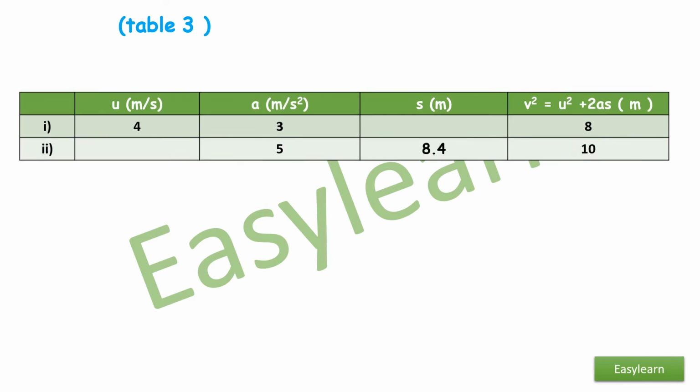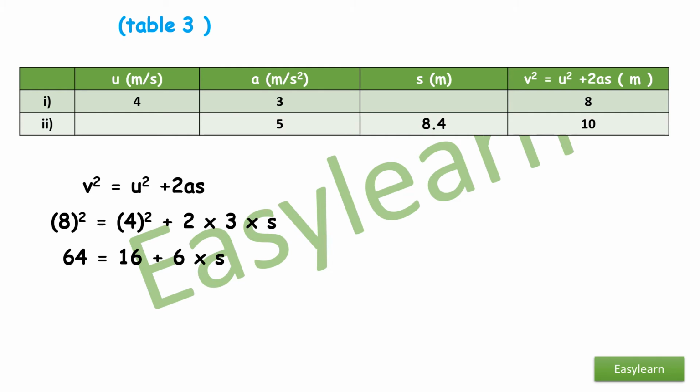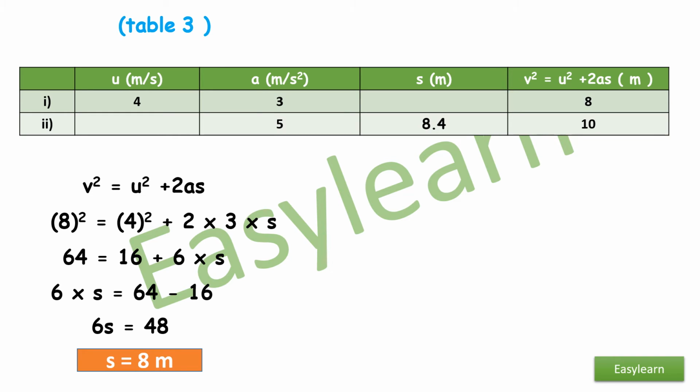Table 3. Third equation. V square is equal to U square plus 2AS. So again, the first one. V square is equal to U square plus 2AS. 8 square is equal to 4 square plus 2 into 3 into S. 8 square is 64, 4 square is 16, plus 6 into S. Therefore, 6S is equal to 64 minus 16. Therefore, 6S is equal to 48. S is equal to 8 meters. So, in the first question, the value of S is 8.